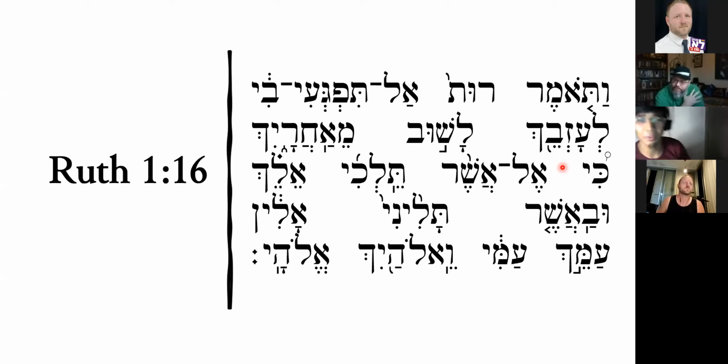Me'achar, after you. From behind you. To go back. In this case, she's basically saying, "Don't hurt me by making me leave you." For leaving you. To turn back from behind you means to stop following you. Wow. So I never knew that it's worded like this.